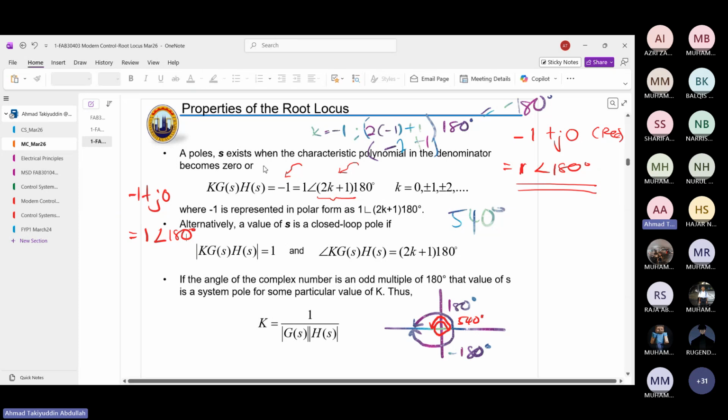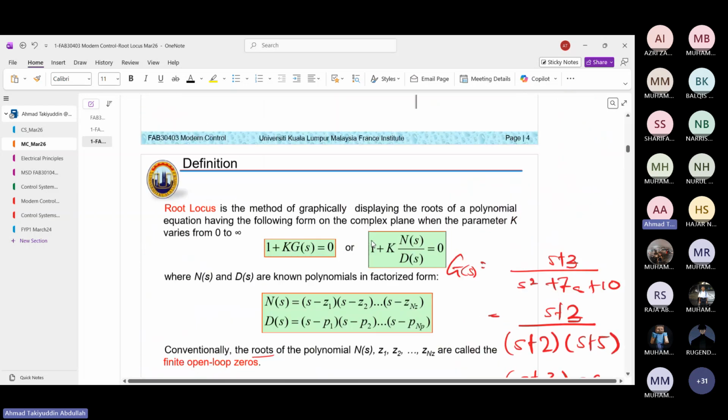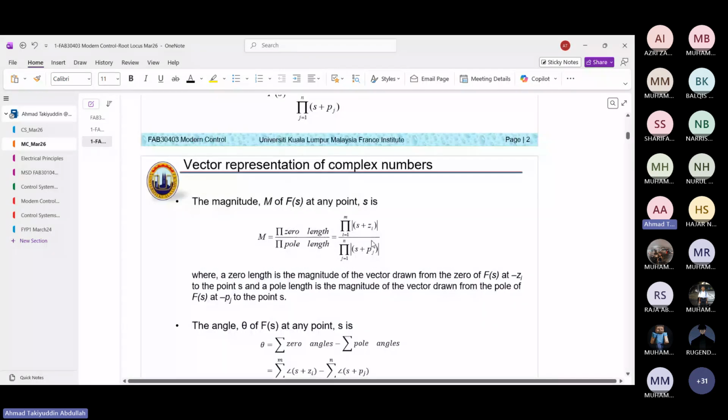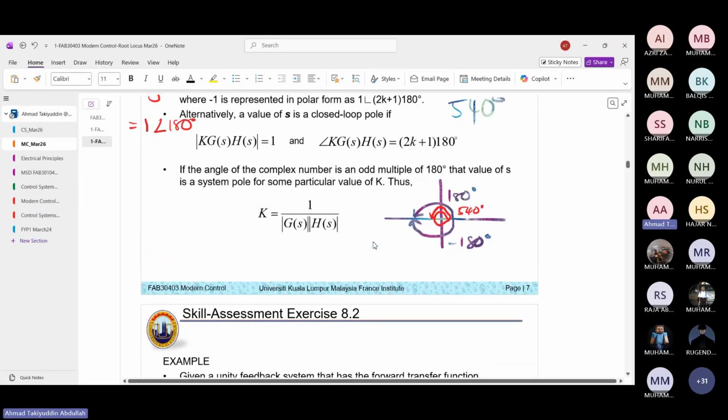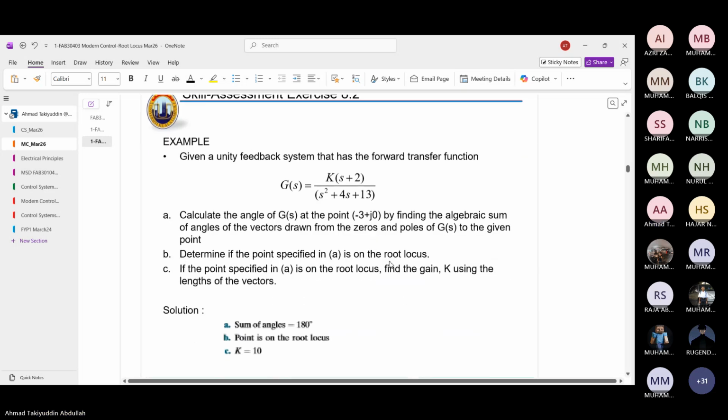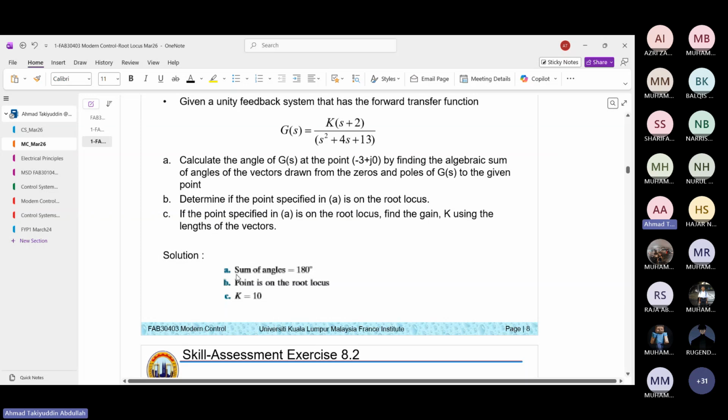That's why, when we want to prove whether a point is on the root locus plot, the sum of angles equal to 180 degrees is the proof that the point is actually on the root locus. You got the idea now, guys?